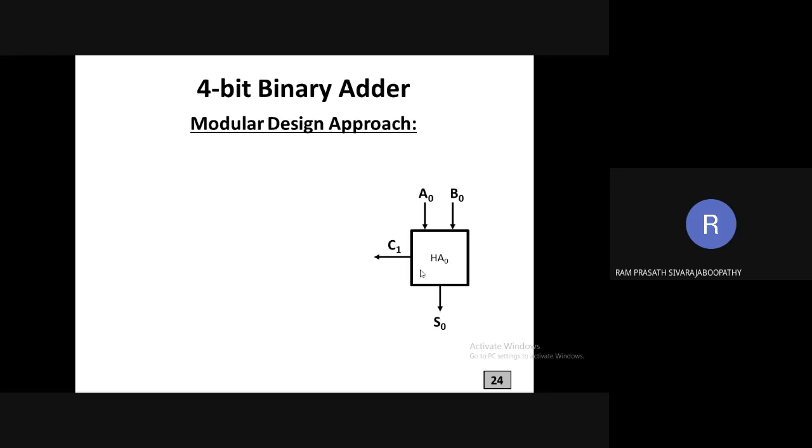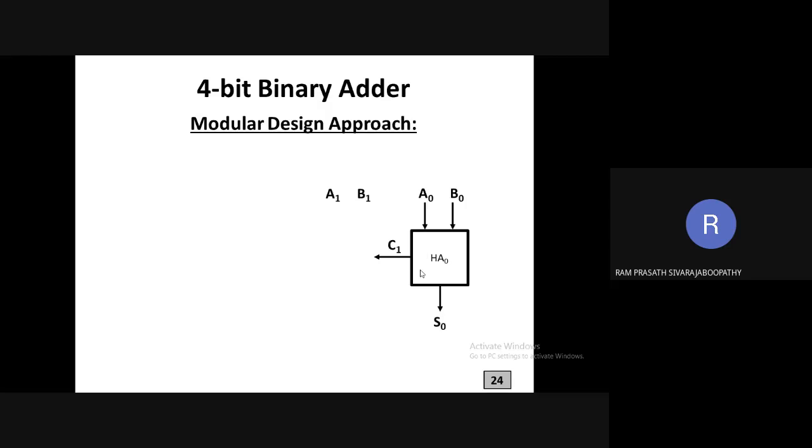Next, what bits do we have to add? Next what bits do I have to add? Very good. A1 and B1. Okay, A1 and B1. Is adding only A1, B1 enough? Is it enough? Yes, very good. We have to also add C1 along with A1, B1. So which circuit must we use now?